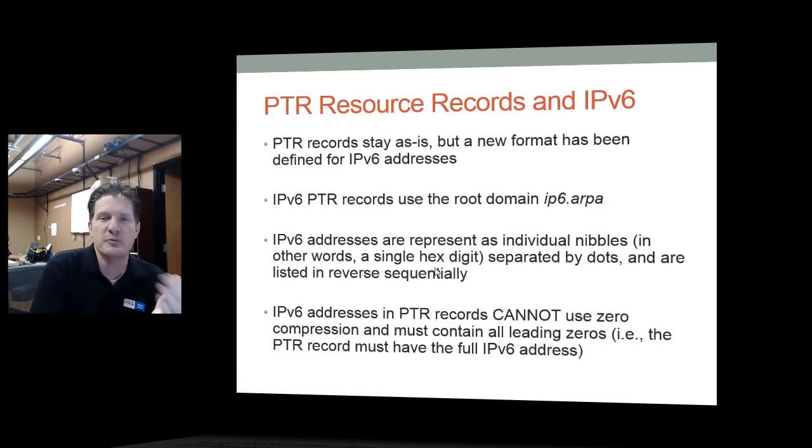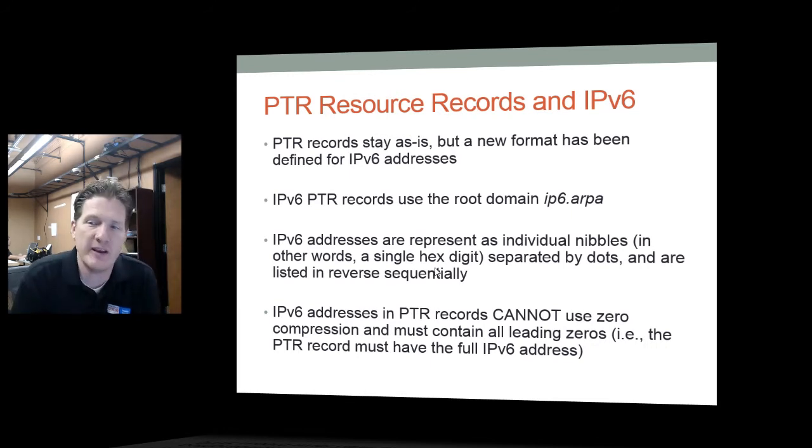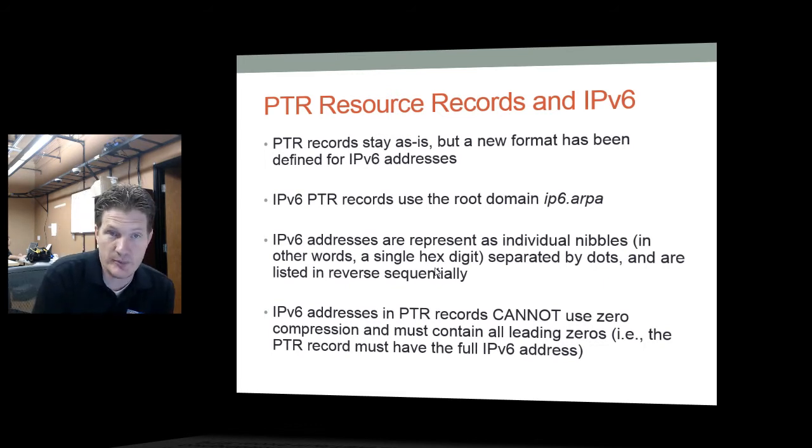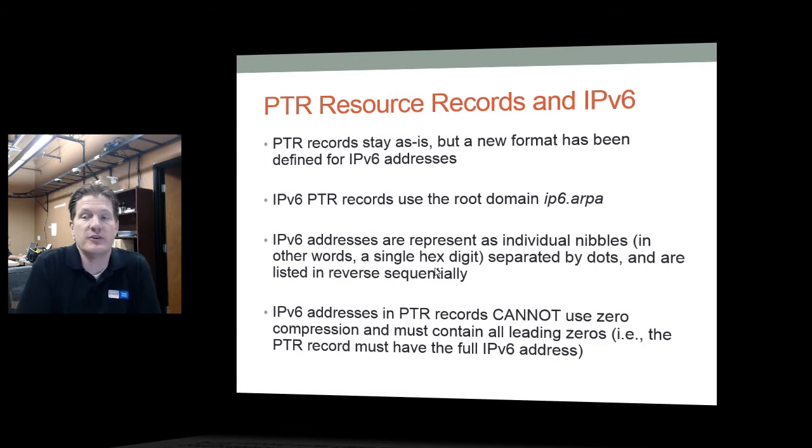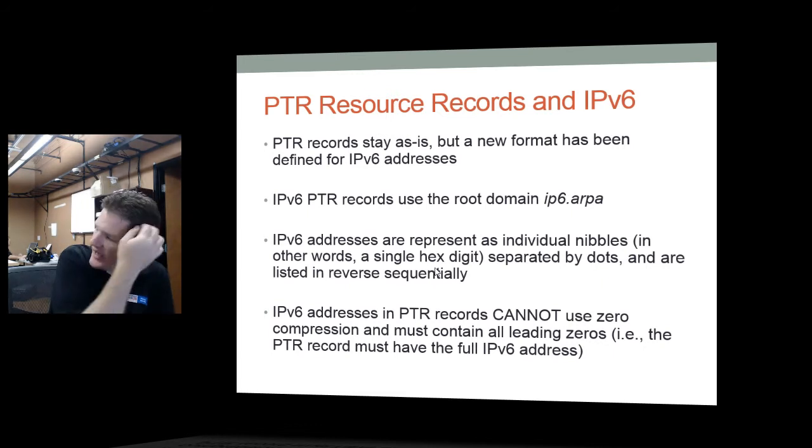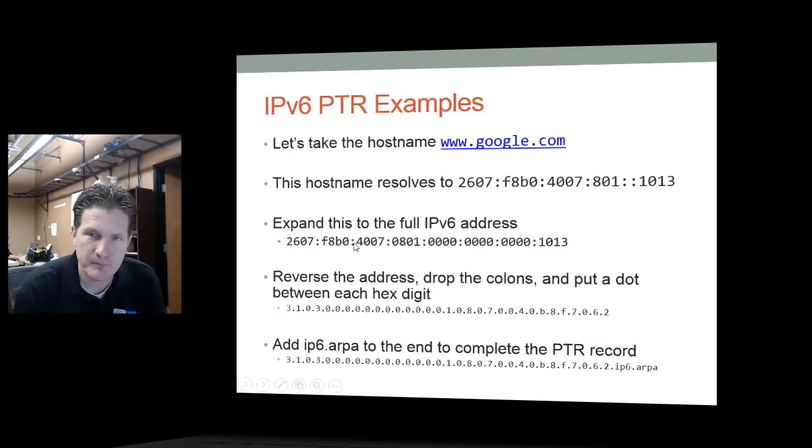Pointer records stay as is, but a new format has been created for IPv6. IPv6 uses the root domain ip6.arpa. You'll remember IP version 4 had its own root domain, and it still does. IPv6 addresses are represented as individual nibbles, that's what they call them, which is a single hex digit. So every block has 4 nibbles in it. And these are separated by dots and reversed sequentially in order for you to resolve backwards from IP to DNS. They do not use zero compression when you use these as well, by the way.